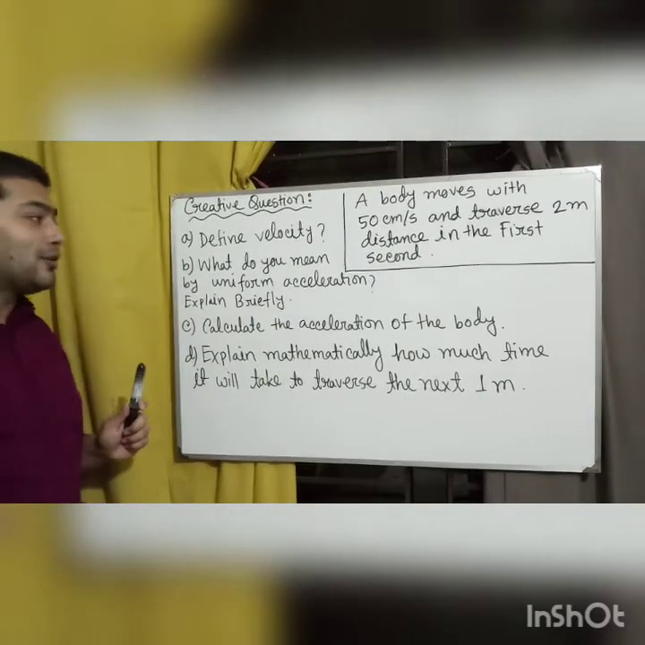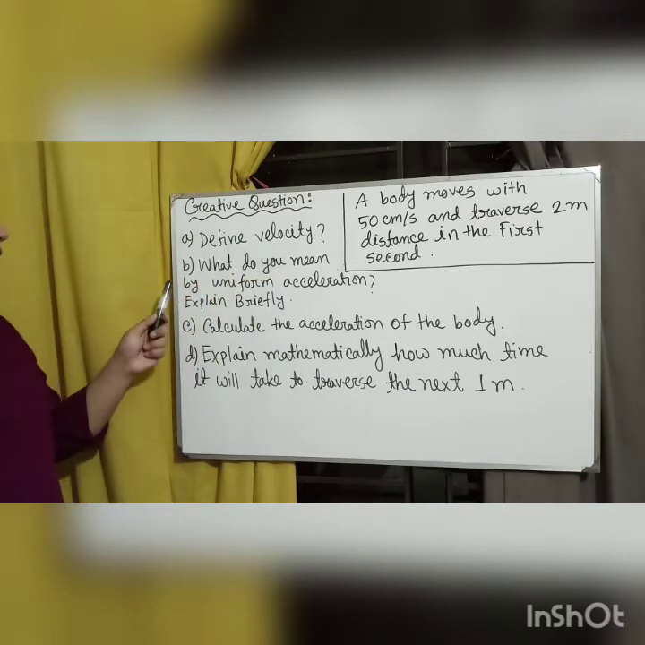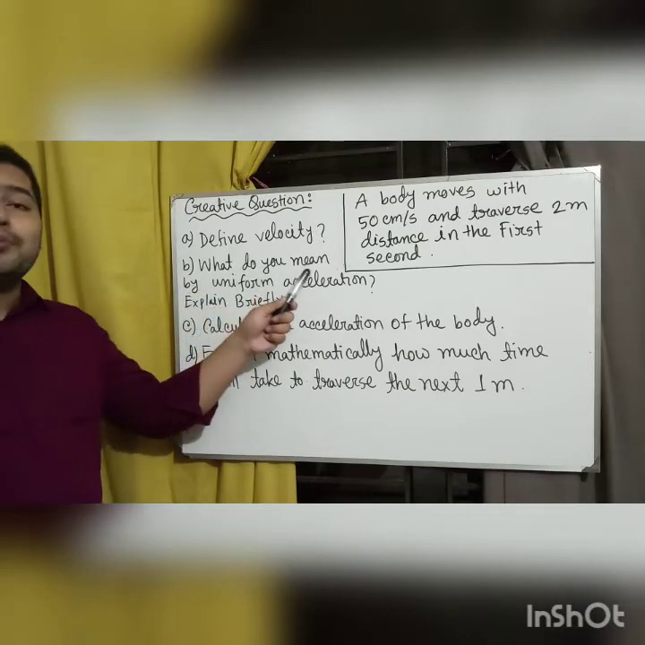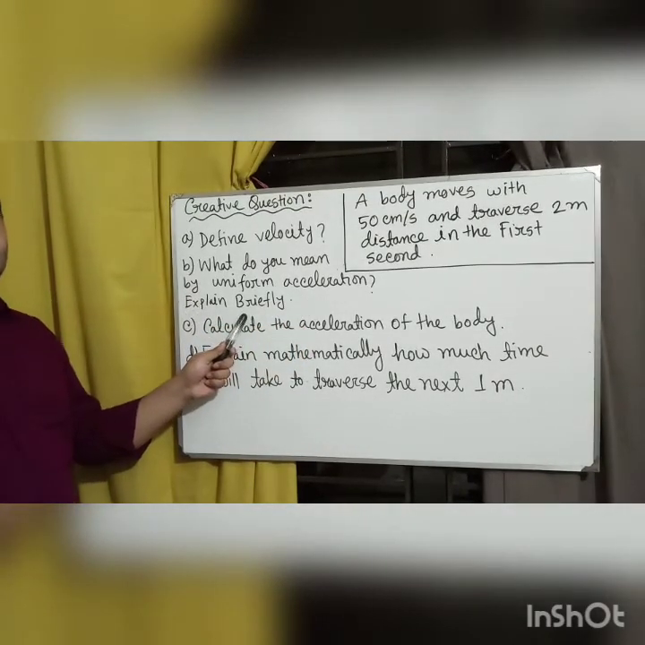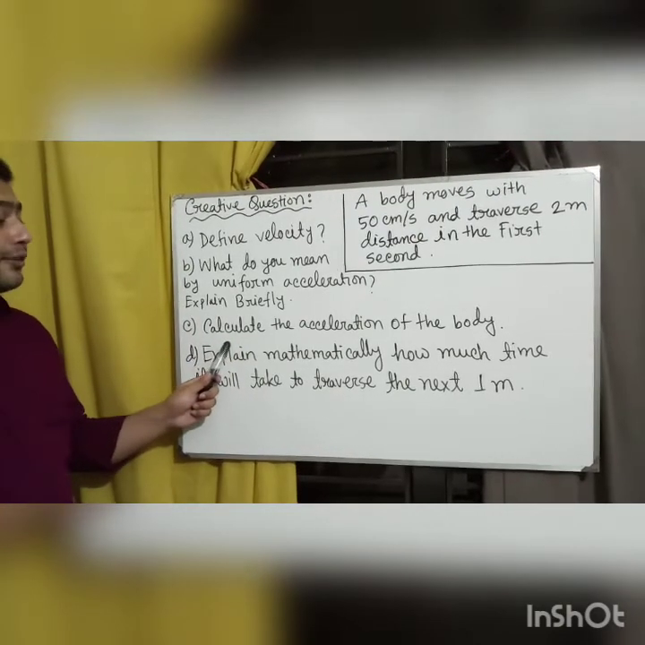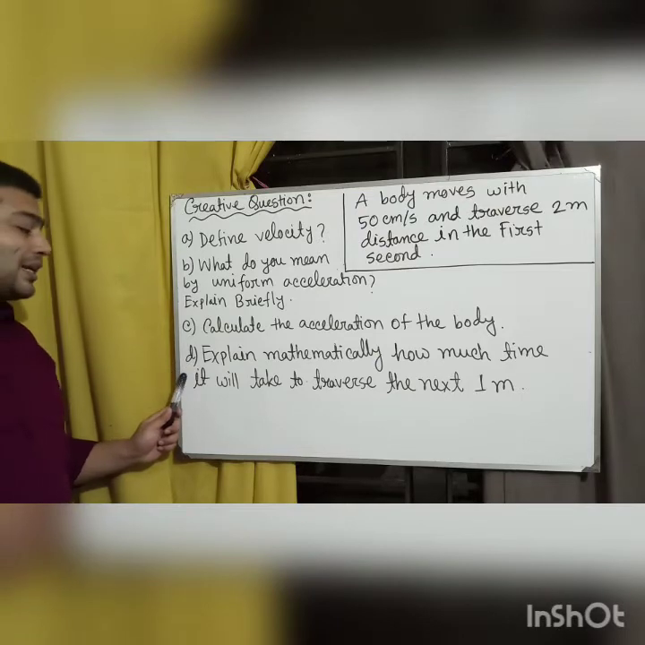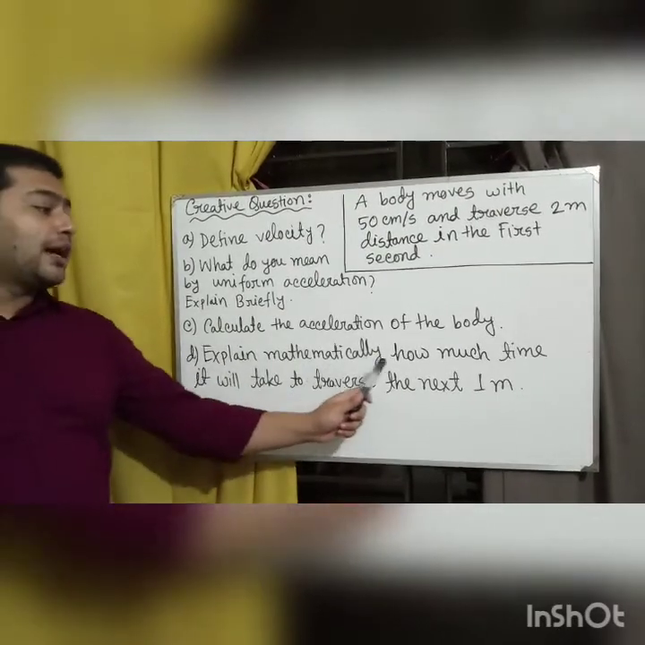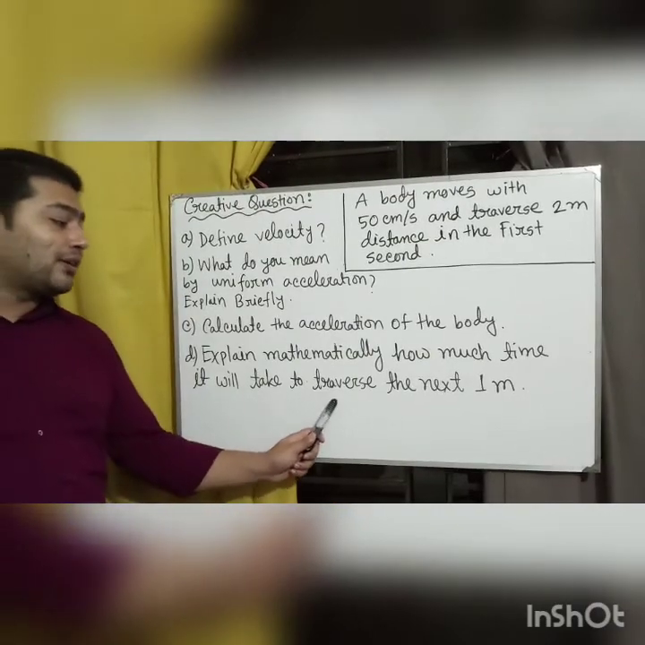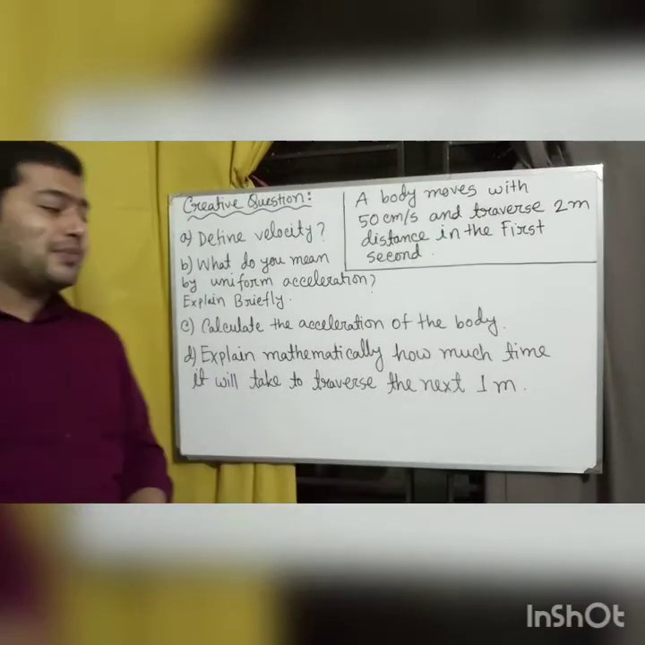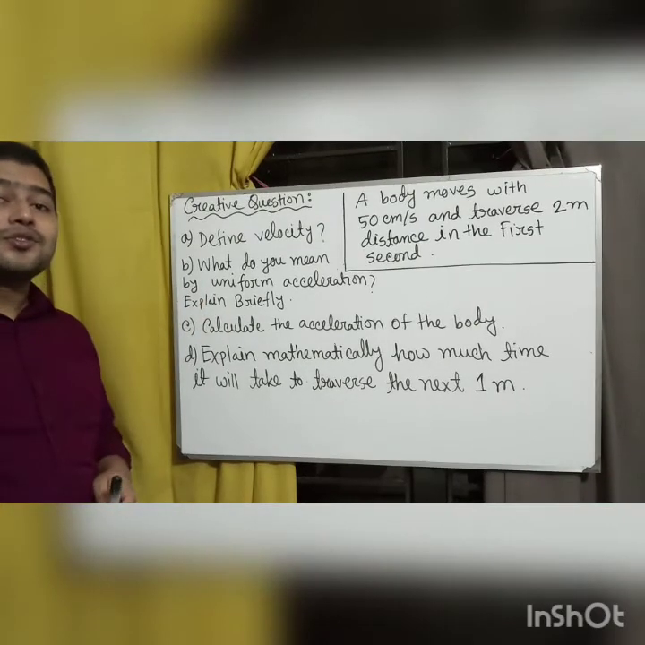Our questions are: question A, define velocity. Question B, what do you mean by uniform acceleration? Explain briefly. Question C, calculate the acceleration of the body. And question D, explain mathematically how much time it will take to traverse the next 1 meter. So this is our creative question.